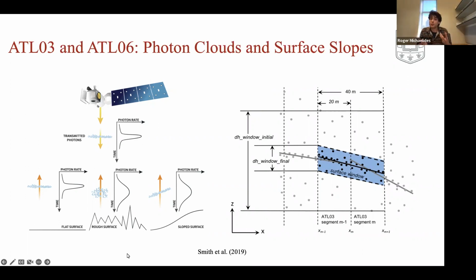So if we look at ATL-03 products, that will give us a sense for what that distribution and density of photons is, from which we can often back out characteristics of the surface. And then if we look at ATL-06, this is just kind of a higher derived product where if we look at the actual photon distributions, we can then fit, for example, a surface slope to different windows and transects. And so this is usually done at 40 meter bins. So you can think of these as basically giving you estimates of surface slopes at 40 meter step sizes.